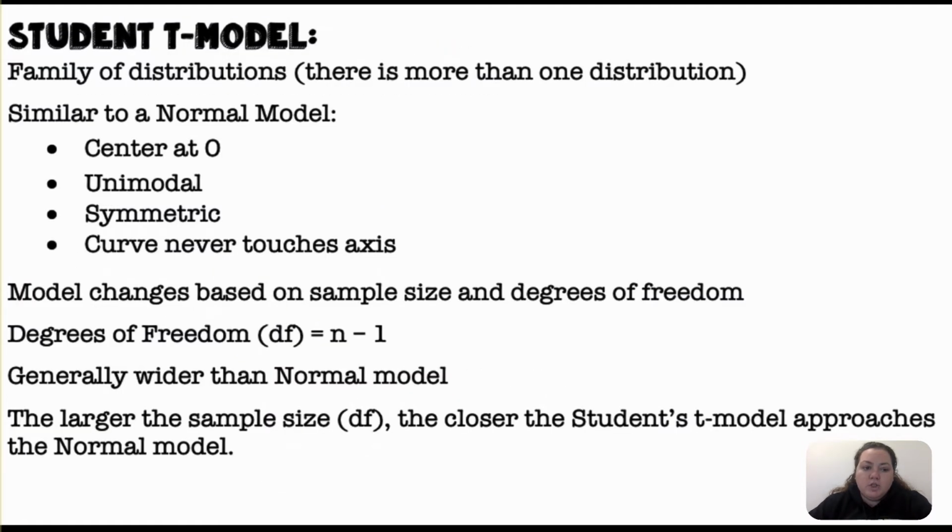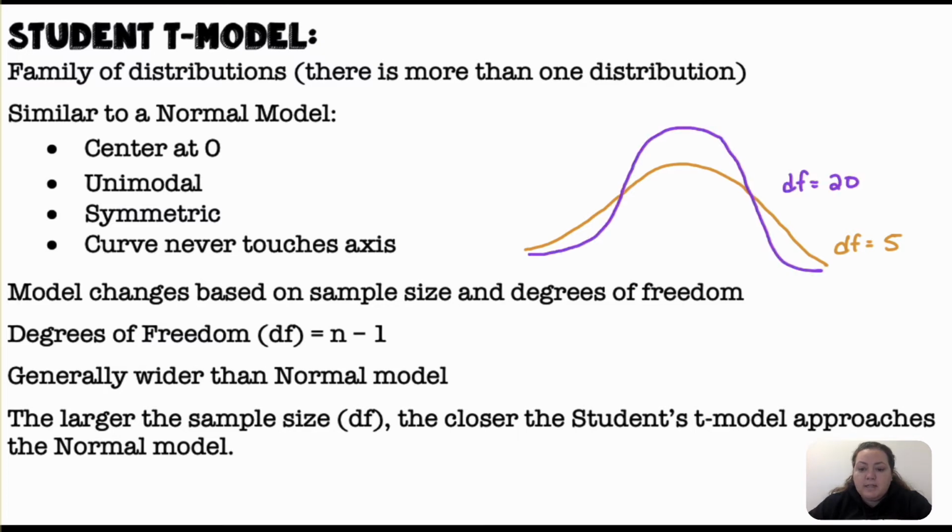So a t-distribution is also called the student t-model. This is a family of distributions, so there's more than one distribution. It is very similar to a normal model in that the center is at 0, it's unimodal, it's symmetric, and the curve never touches the axes. Okay, so if we had a degree of freedom of 5, it looks something like this. Degrees of freedom of 20, getting closer and closer to a normal distribution as the degrees of freedom increases.